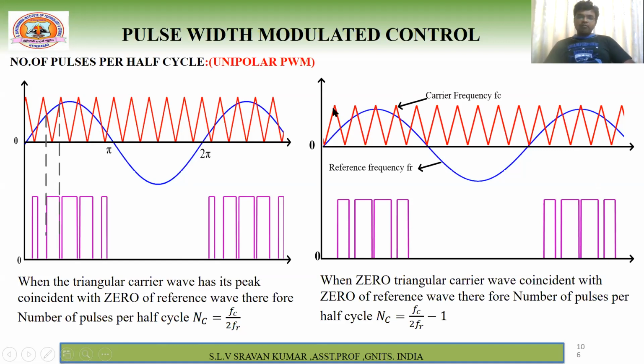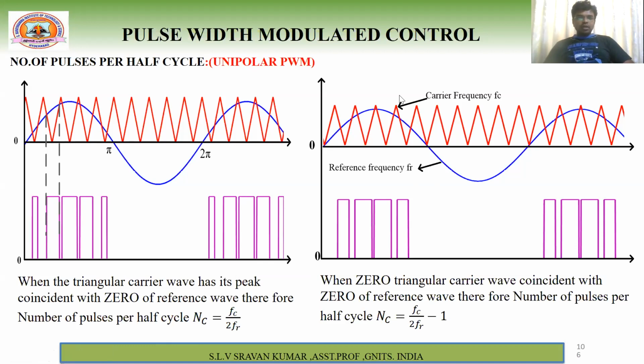For example, when these two coincide at the same point, that means zero crossing of the reference wave and zero crossing of the carrier wave, both are at the same point. Then NC is equal to FC by 2FR minus 1. Now see here how many pulses are there? 5 pulses. Here only 4 pulses. FC by 2FR minus 1. This is FC by 2FR because one pulse is reduced here, right? That's why you are getting 4 pulses. Understand what I'm saying?